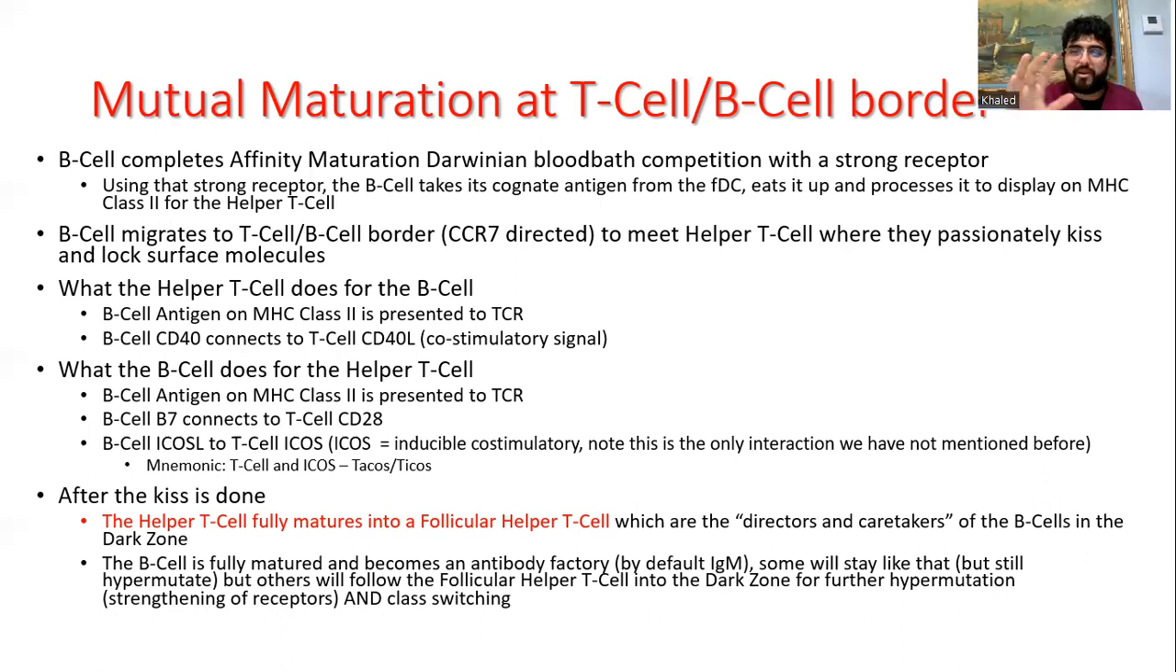I know we spoke a lot on the slide, but this is the bulk of it, really. This is the bread and butter of today's presentation: mutual maturation at the T cell B cell border. I mean, when we speak about B cells becoming antibody factories, this is how it does it. Welcome to the lymph node. You can see why they're quite important.